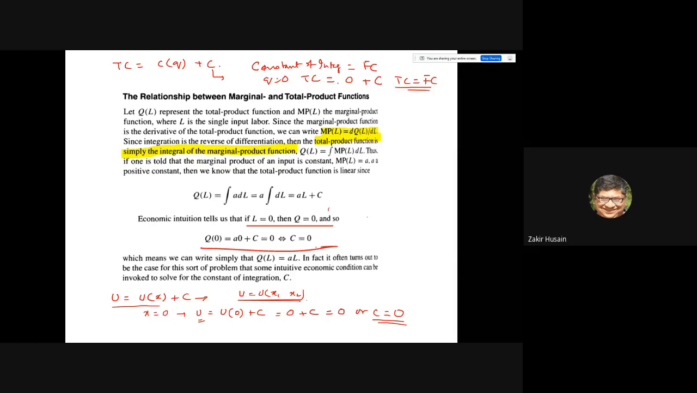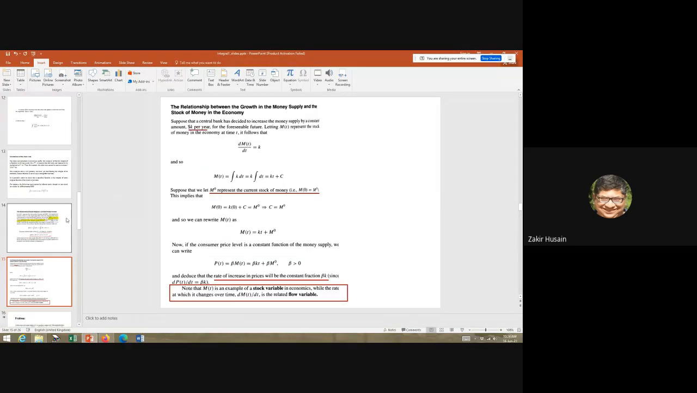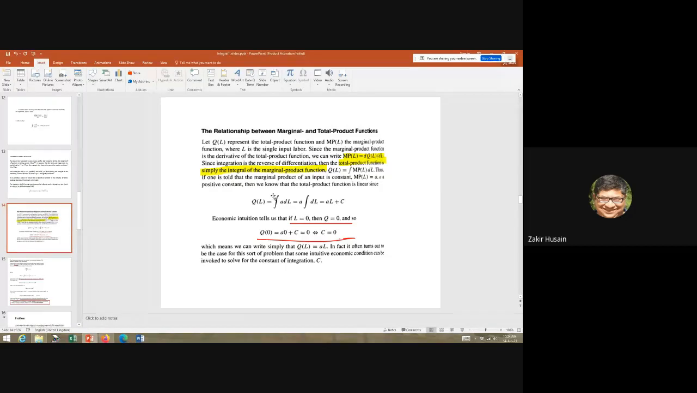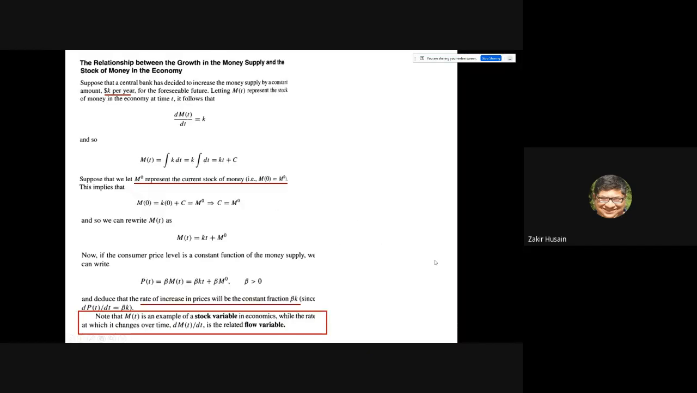So in this case, you cannot find out what is the constant of integration. At most, you can just say it is equal to the fixed cost. If you are given fixed cost, then you can say that C is 1,000 or 5,000 or whatever. But it's not possible for you to give the value of C. In the case of production, in the case of utility, you can find out what is the constant of integration, not mathematically, but by using economic intuition.